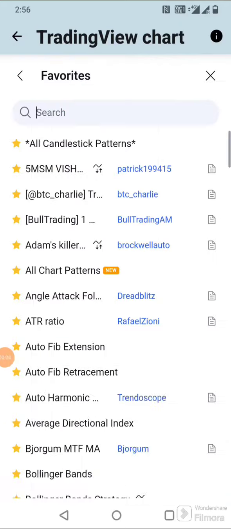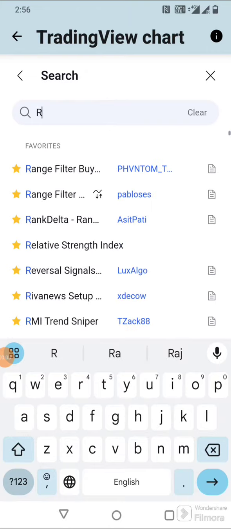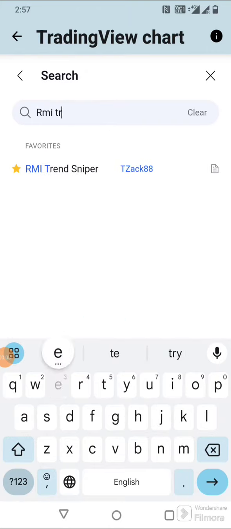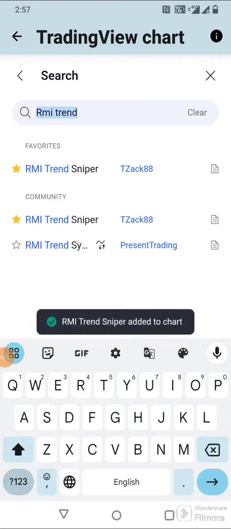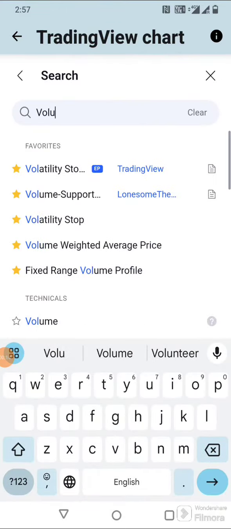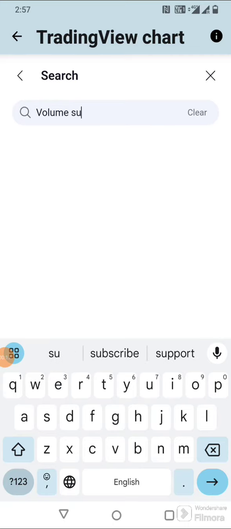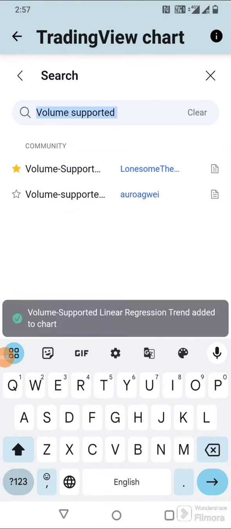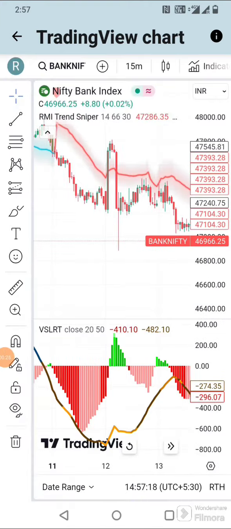Go to tradingview.com. In the indicator section, search RMI trend sniper and add one more indicator, that is volume supported linear regression. Now both the indicators are applied.